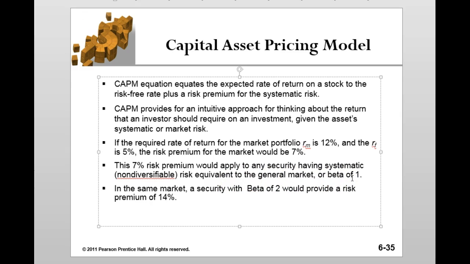Now that changes if the beta of that security is 2. So instead of being a risk premium of 7, that risk premium would then be 14. And then you would require a higher rate of interest because of that high beta. Everything hinges around the beta of the stock or the investment. So it's really important to understand that. The higher the beta, the more the risk, the higher your risk premium should be.